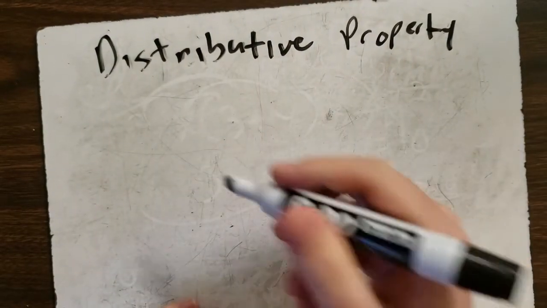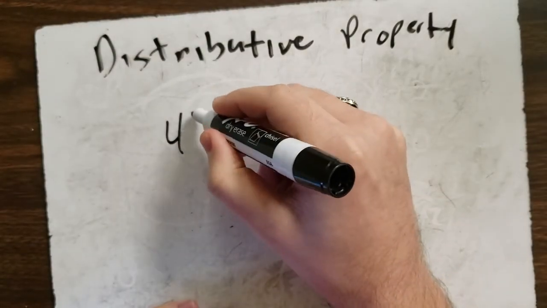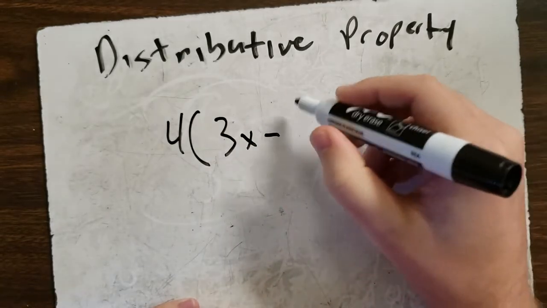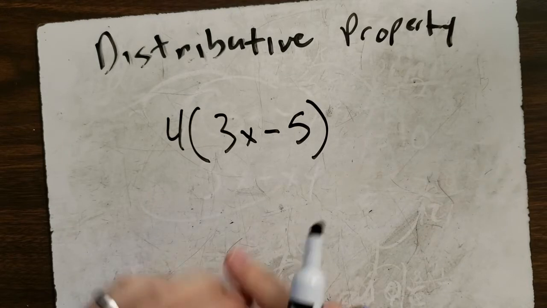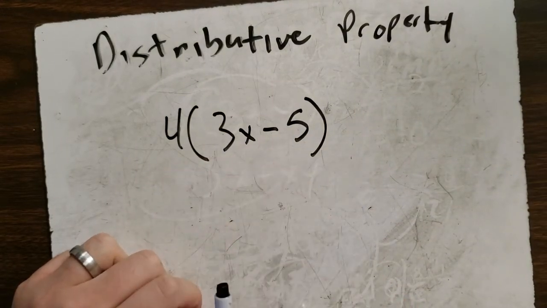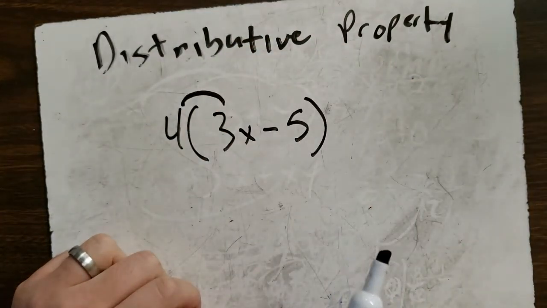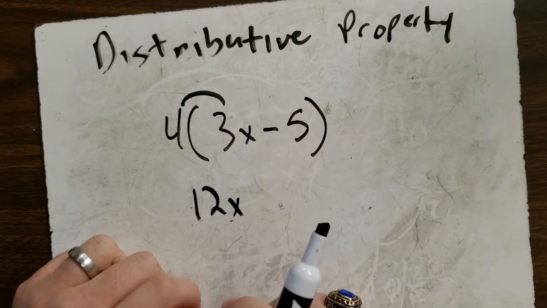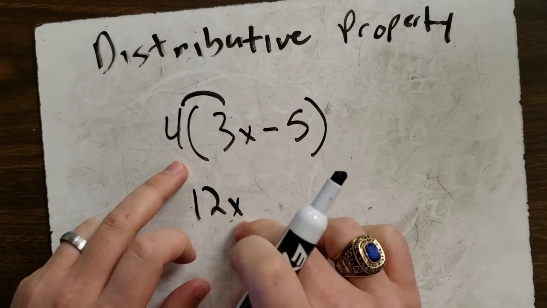Let's try another one. 4 times 3x minus 5. Okay. So, same principle. Whatever's on the outside has to be multiplied by both terms on the inside. So let's start with our first. 4 times 3x gets us 12x. Because you have the 4 and the 3, you can multiply. The x can come along for the ride.